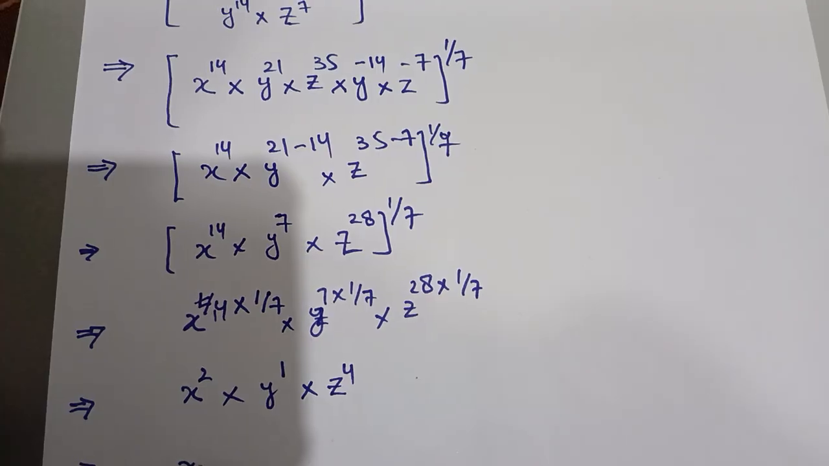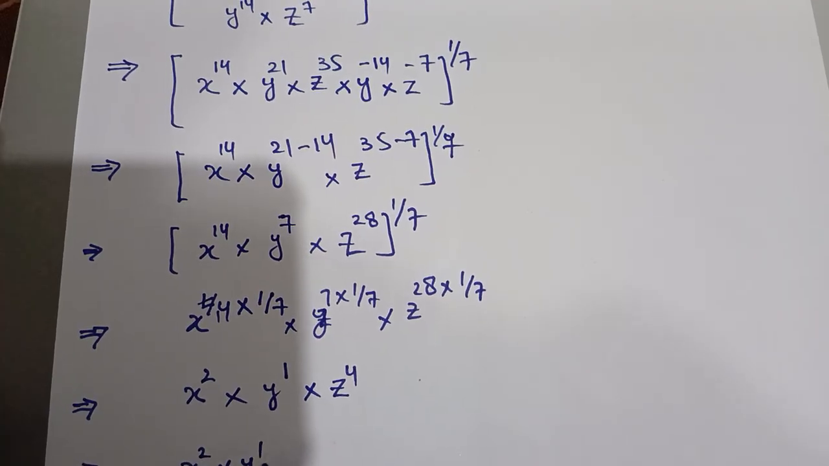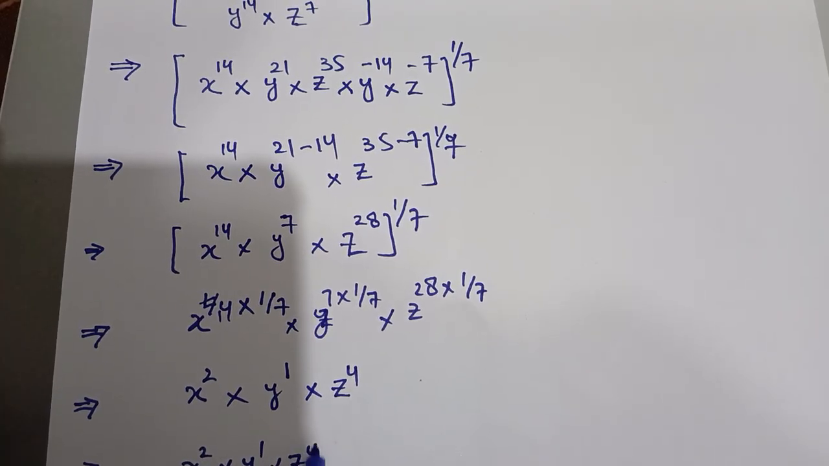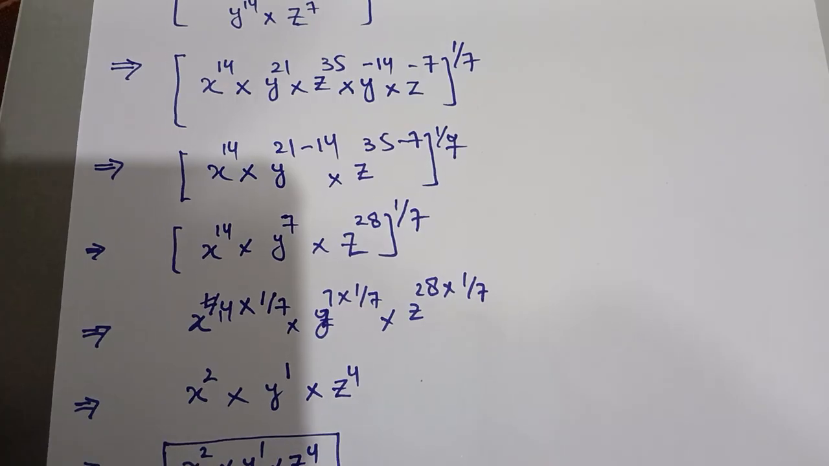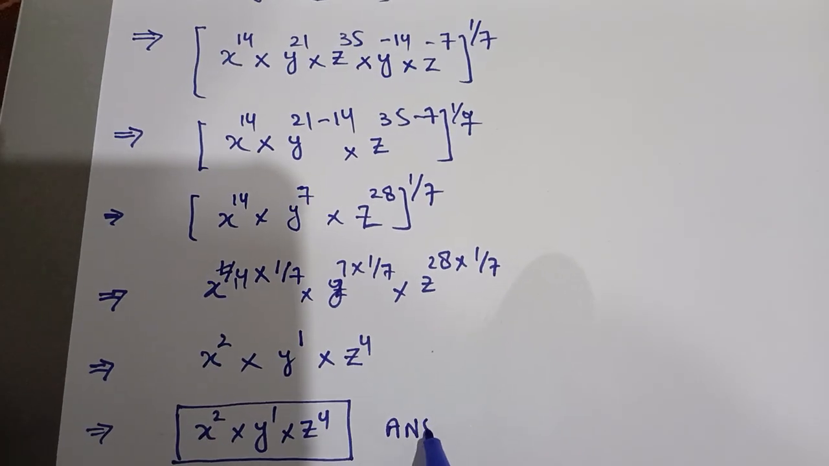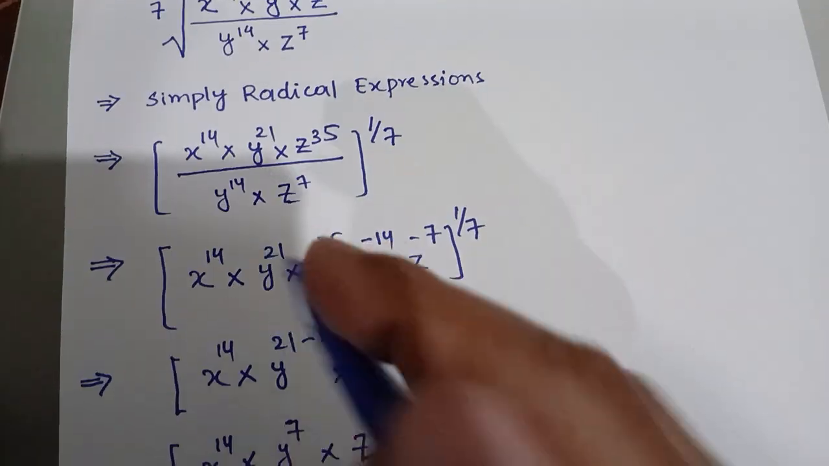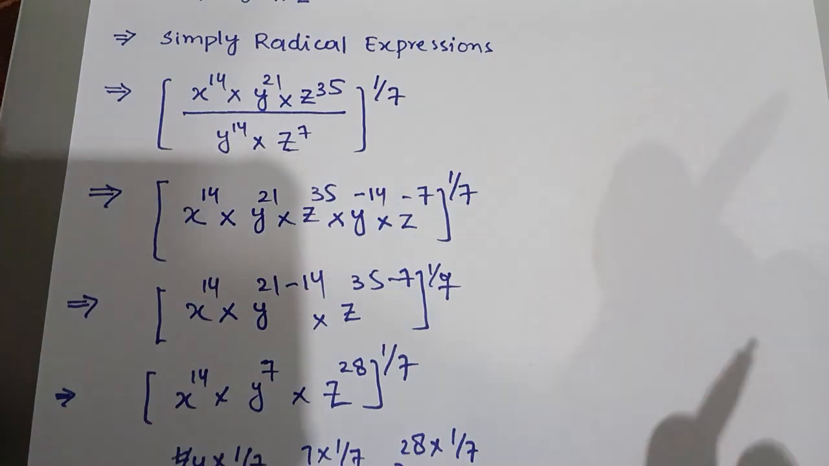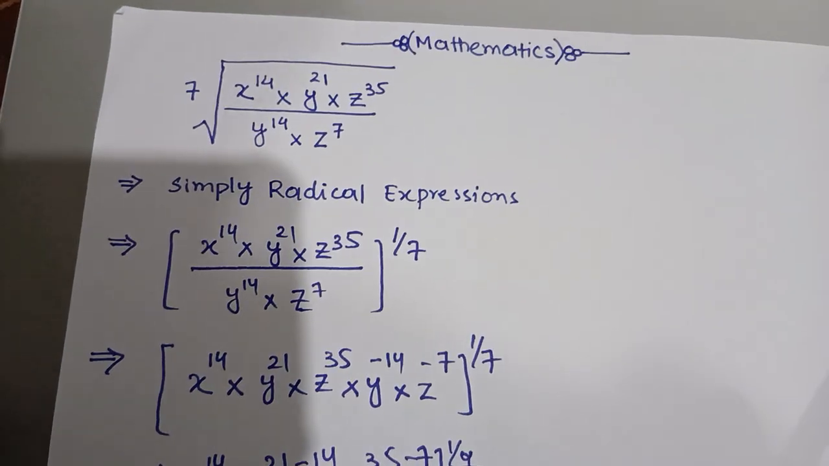So in this way we have simplified a problem having a radical sign with powers other than 2. Like in normal cases we have raised to the power 2, we now have 1 by 7. So that's the way to solve any problem involving radical expressions.